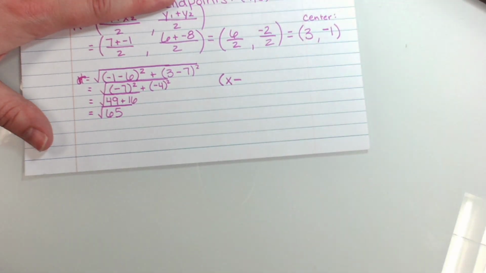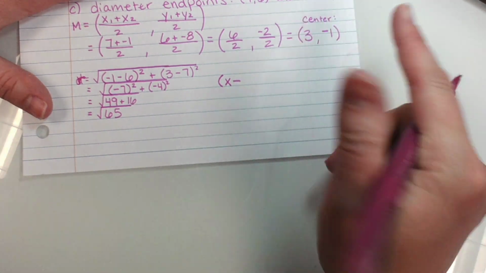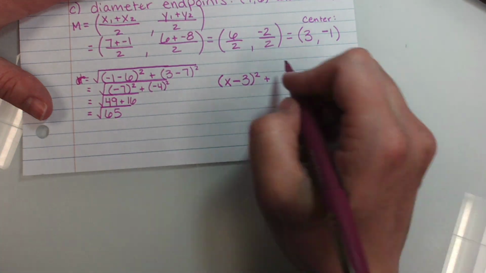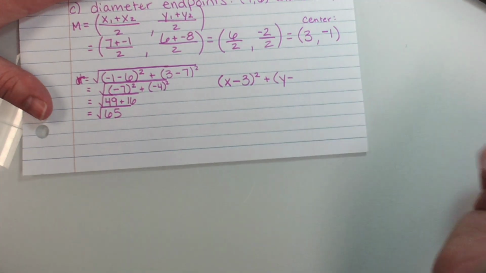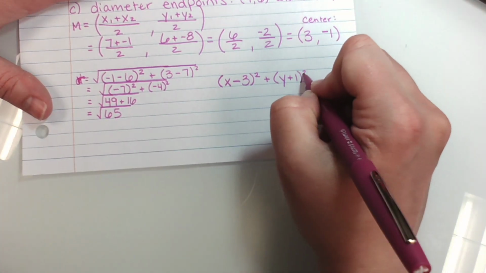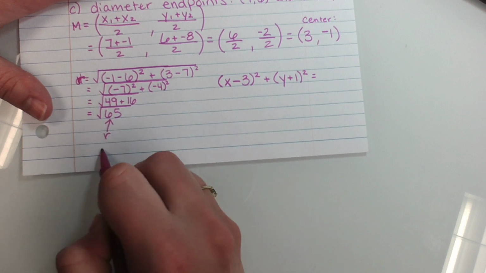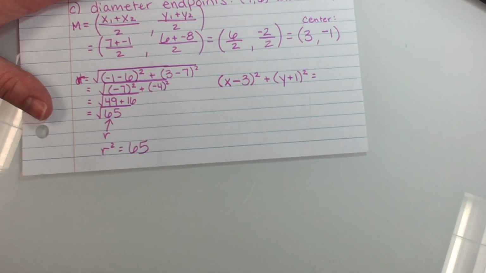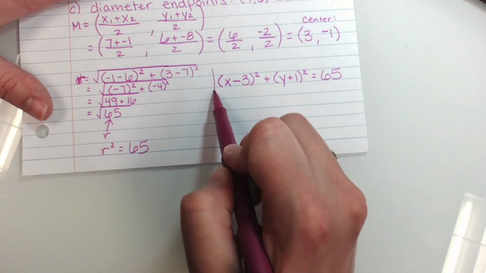X minus, make sure you're grabbing from the center, 3 quantity squared, make sure this is a plus sign, y minus negative 1, in other words plus 1 squared, equals r squared, which is therefore 65, because the square root squared cancels out, we're left with the 65.